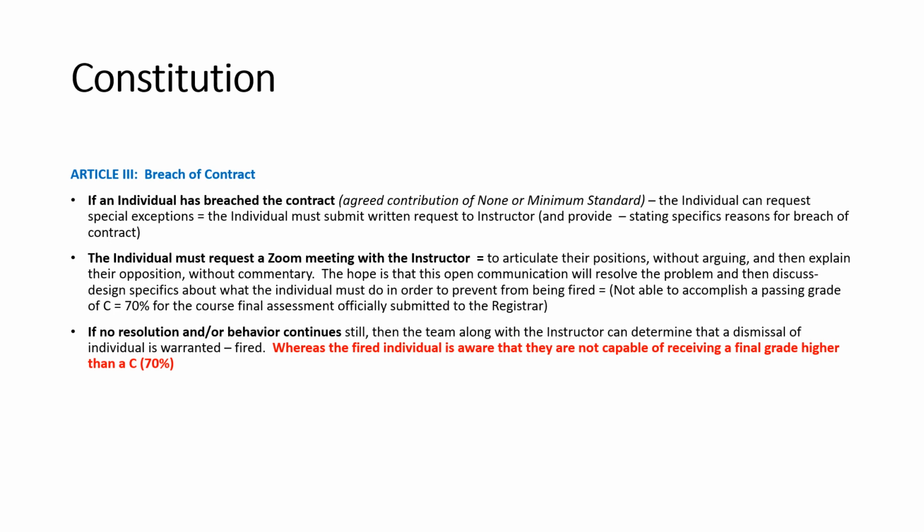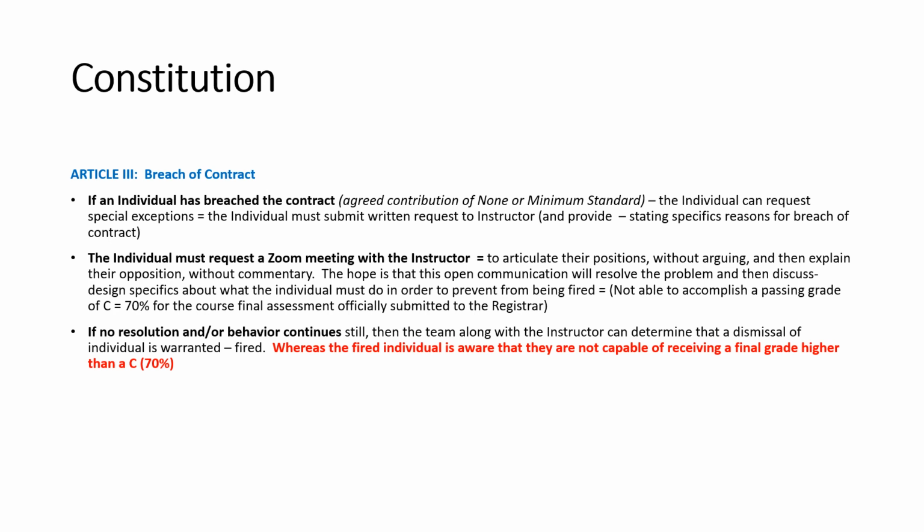Last then, Article 3, breach of that contract. If the individual has breached the contract, again, we're looking at a none or a minimum standard. The individual can request special exceptions, must submit this in written form, via email, stating the specifics for that breach of contract. The individual then must request a Zoom meeting or a live meeting with the instructor.